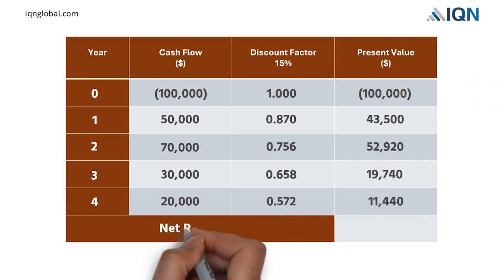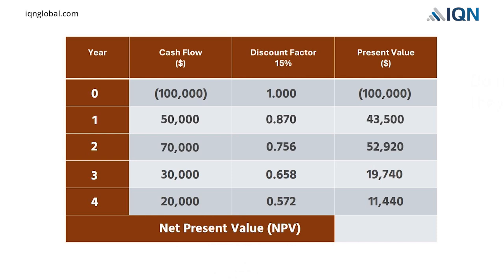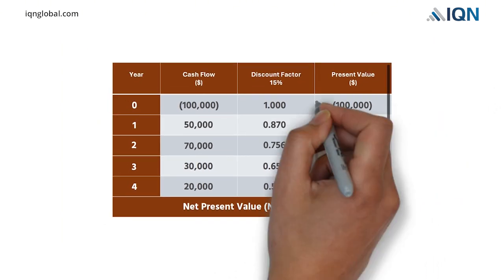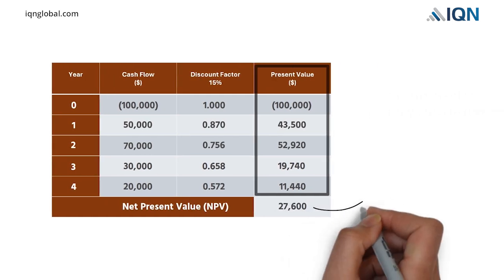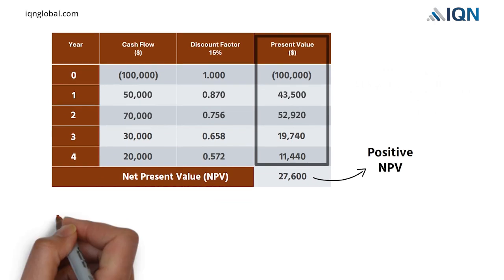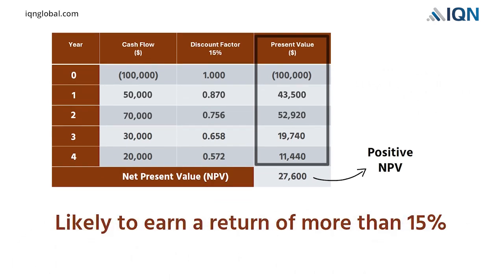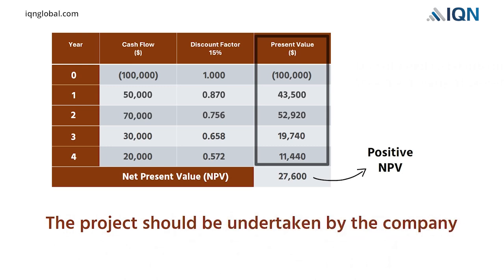In order to calculate the NPV of the project, we need to add up all present value figures, outflows and inflows, in the last column of the table. For this project, the present value of cash inflows exceeds the present value of cash outflows by $27,600. This means the project has a positive NPV, and it is likely to earn a return of more than 15%. Hence, according to the NPV method, the project should be undertaken by the company.